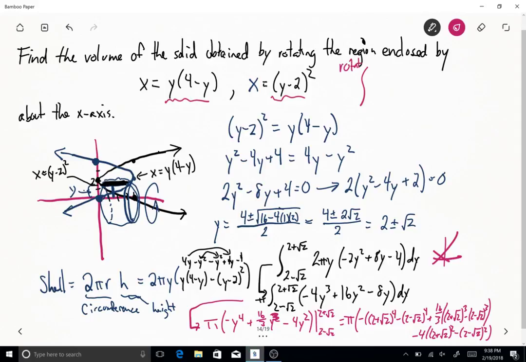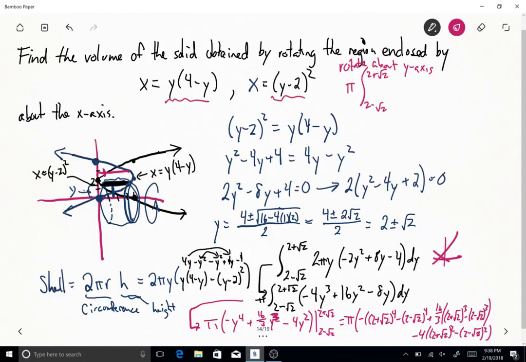rotate about the y-axis, your radii are going to be just basically taking it all the way. So if I go over to here, that's one function, and I got to subtract off that other component where I just put that hash mark at. So our bounds stay the same. It goes 2 minus root 2, 2 plus root 2.